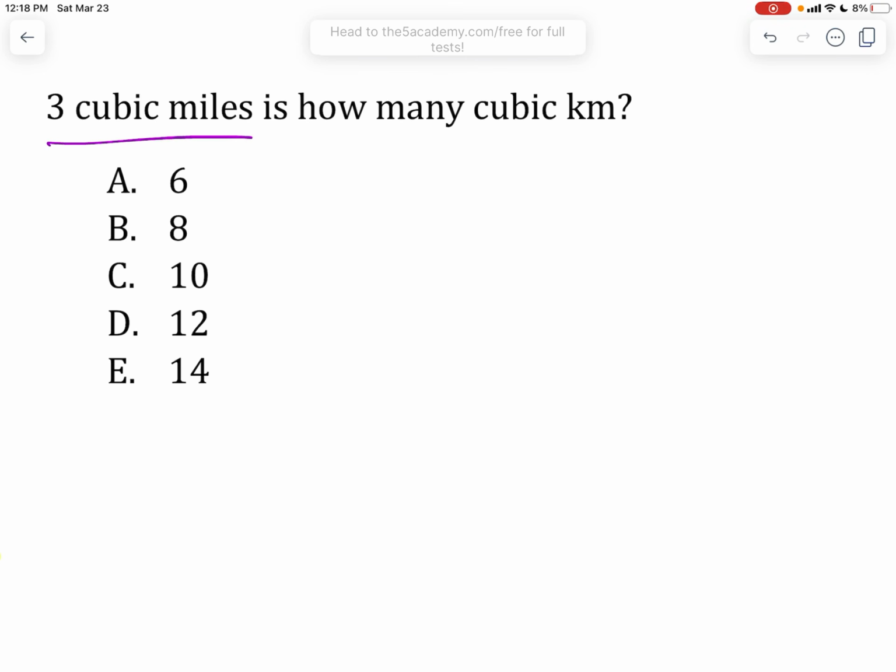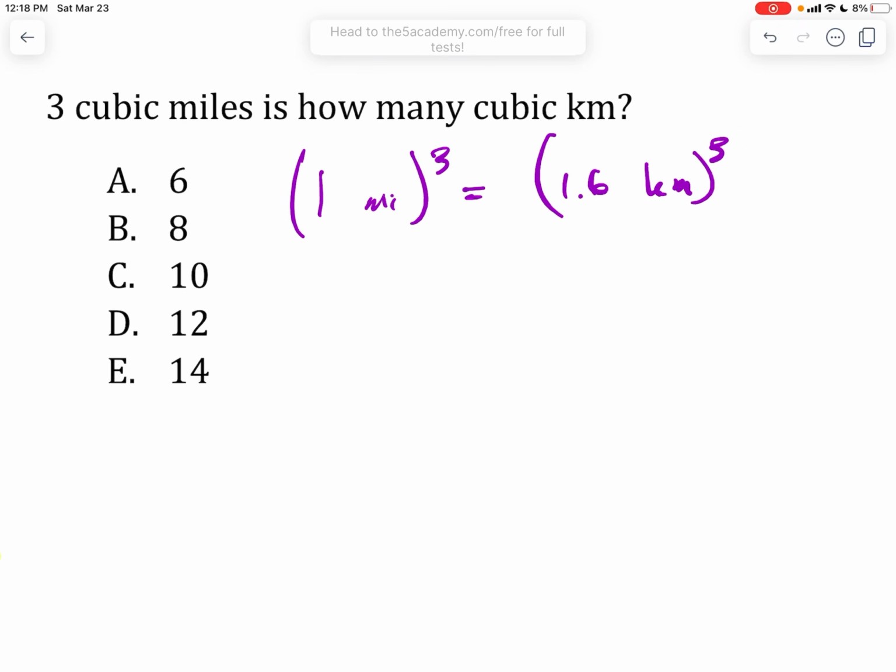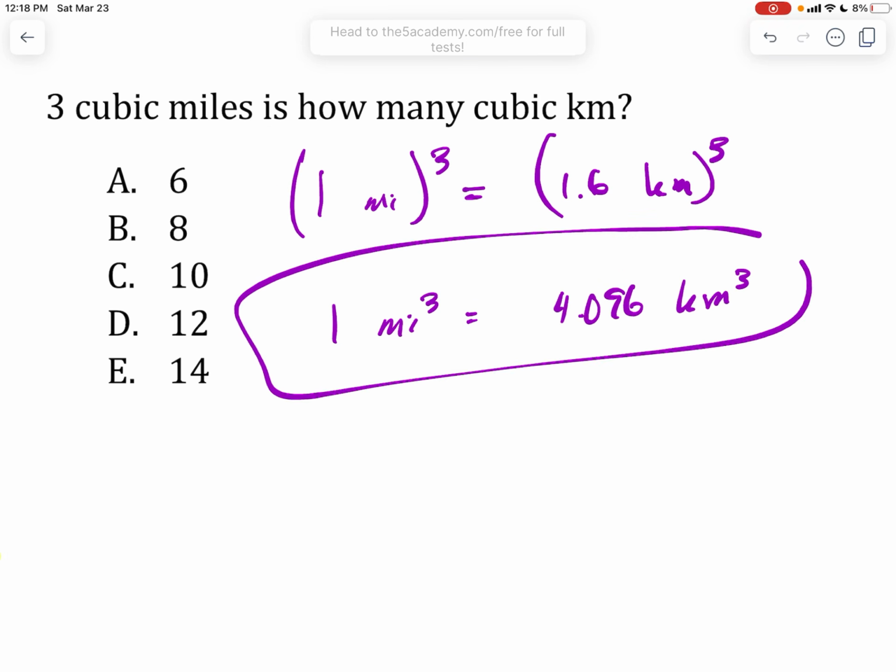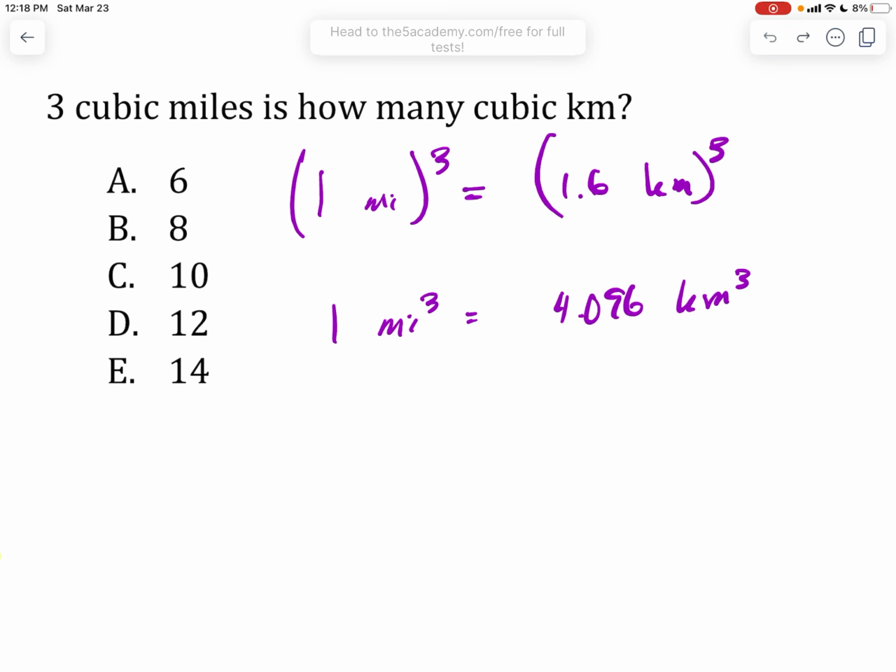3 cubic miles is equal to how many cubic kilometers? So where you're going to start on this one is the conversion factor for miles to kilometers. 1 mile is equal to 1.6 kilometers. And what you can do is quite literally just cube each of these. Take it to the 3rd power. That gives you 1 mile cubed is equal to 4.096 kilometers cubed. This is a true statement, and that's your conversion factor. You just found it by cubing them. And then you can just multiply by 3.